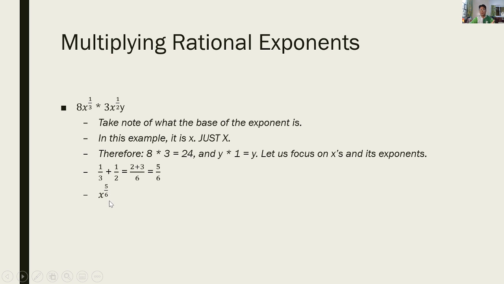At dahil 5 over 6 na po yung ating exponent, all we have to do now is to join this dun po sa answer natin na may 24 at saka meron ng y. So combining it with the others that we have come up with as our final answer, we have here now 24, x to the 5 over 6, and y. And this is our final answer.